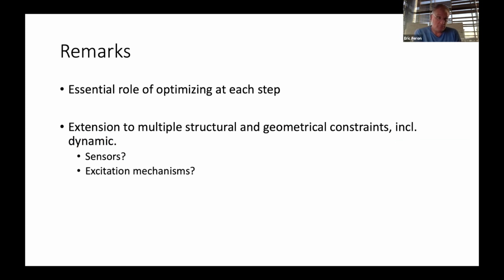As additional remarks, there is an essential role of optimizing at each time step. However, this optimization, which happens to be convex, can be done relatively quickly. In terms of further work, it would be interesting to extend the work to multiple structural and geometrical constraints, maybe include dynamical structural constraints as opposed to static structural constraints. The question is then, what should be the sensor? What should be the excitation mechanisms?